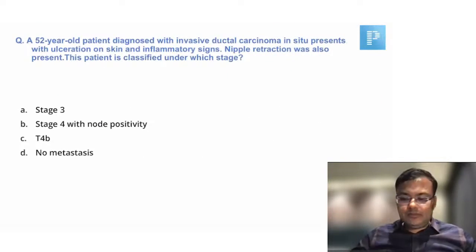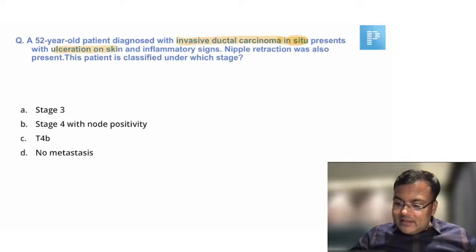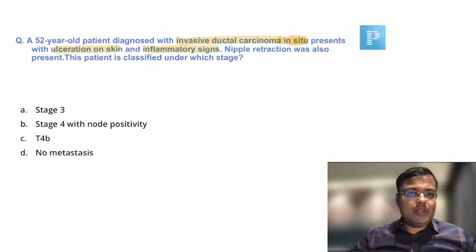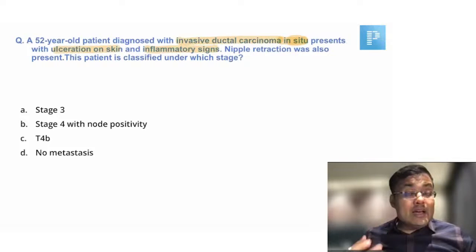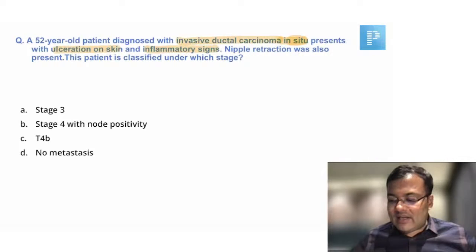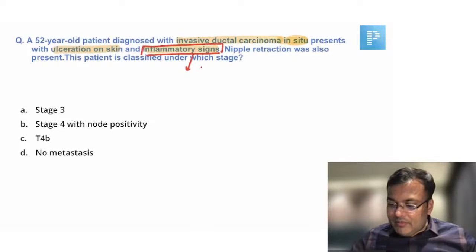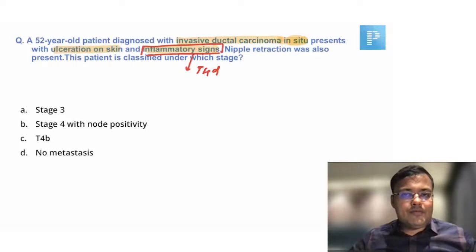Next question, easy. 52 years old patient diagnosed with invasive ductal carcinoma, not in C2, invasive ductal carcinoma. There is ulceration on skin and inflammatory signs. Whenever the changes are involving breast skin, like ulceration, edema, peau d'orange, satellite nodules, simultaneously, can you see here, inflammatory signs are also there. Clear? So if inflammatory signs are there, most probably patient is having stage T4D.